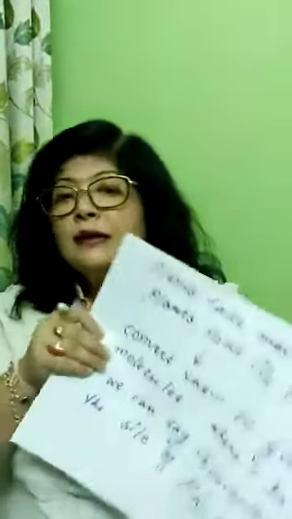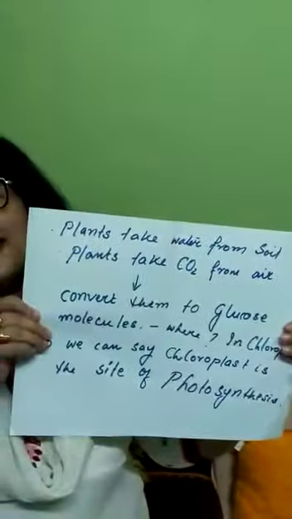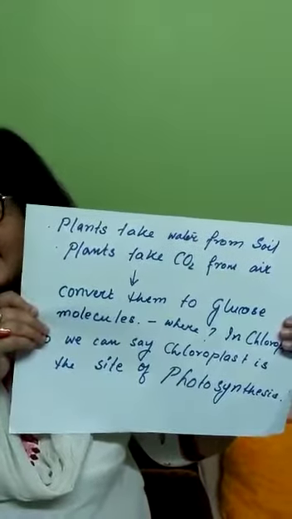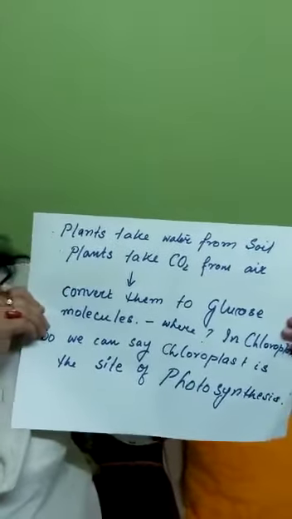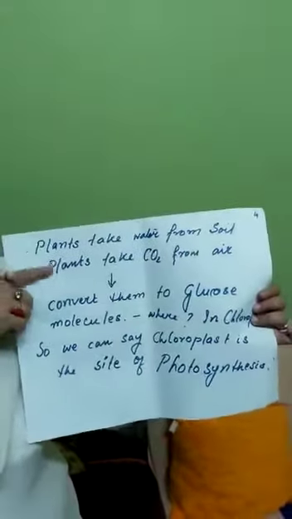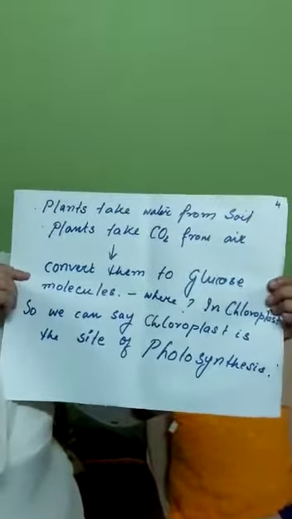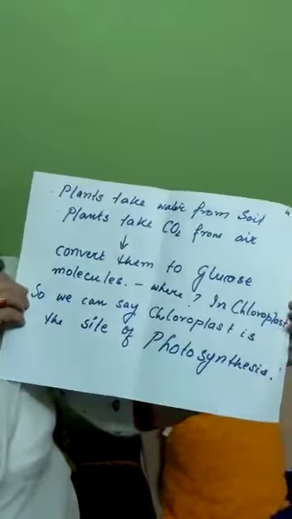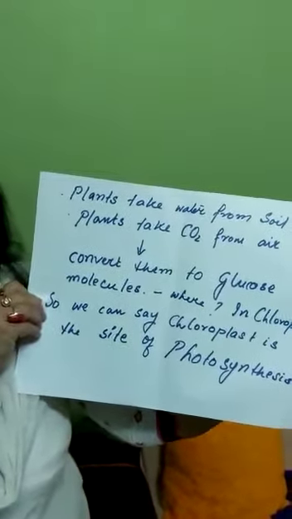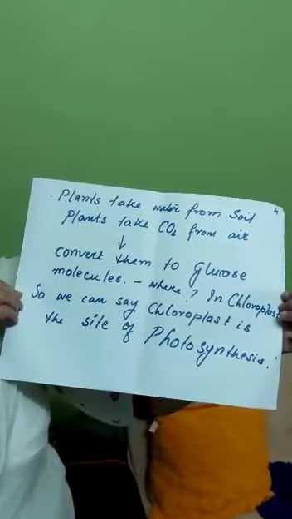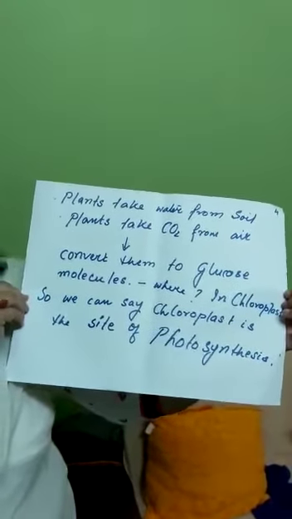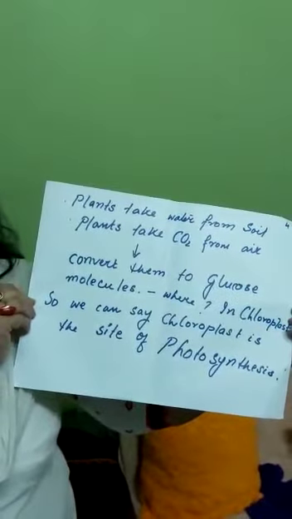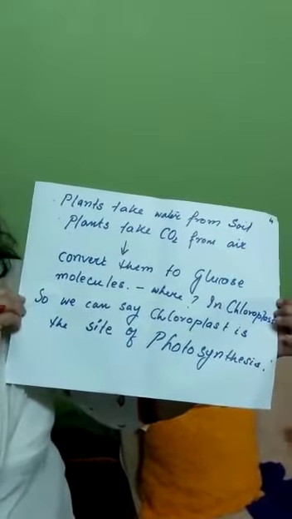Next, from where do plants get this water? Plants take water from the soil. And from where do they get carbon dioxide? They get carbon dioxide from air. And after getting these two, it converts to glucose molecules. Where does it get converted? It gets converted in chloroplast. So we can say chloroplast is the site of photosynthesis.